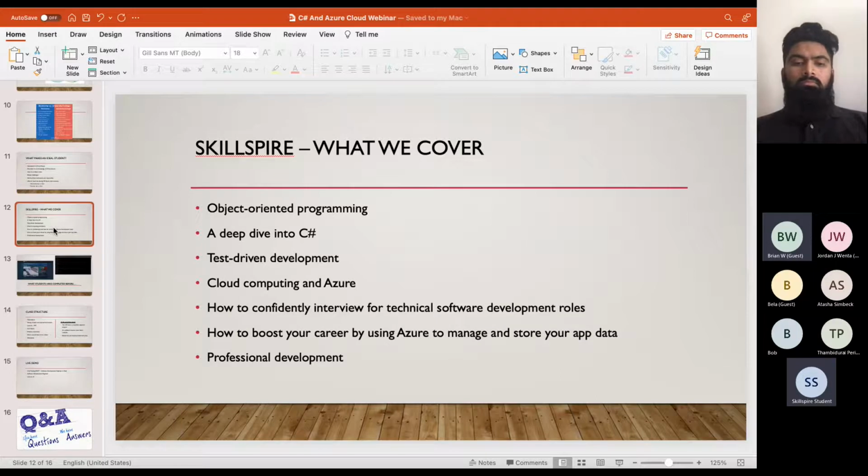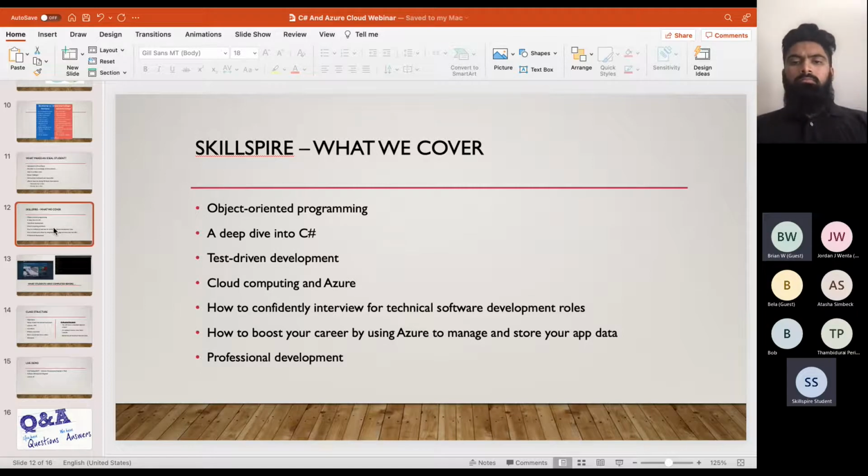What do we cover? So in the class, it's a 20-week course, and we cover object-oriented programming. We do a deep dive into C#. We don't just touch the surface, but we get you ready for junior level, the second level job roles, not entry level. So once you finish the course, you can go ahead and straight apply to a junior level.